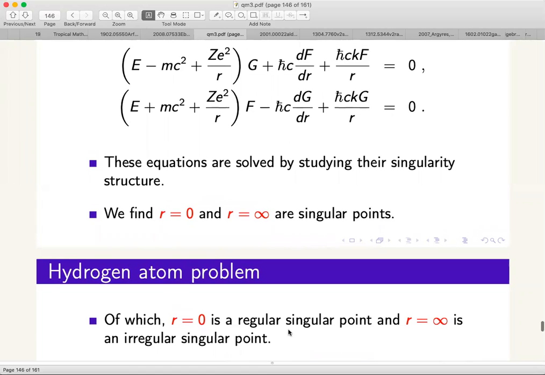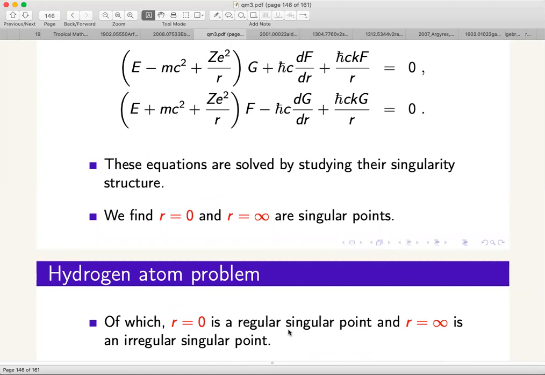And the reason is kind of simple, because the regular singular point is a very constrained setup, that you have to have a very specific kind of singularity and you multiply by a specific kind of function.